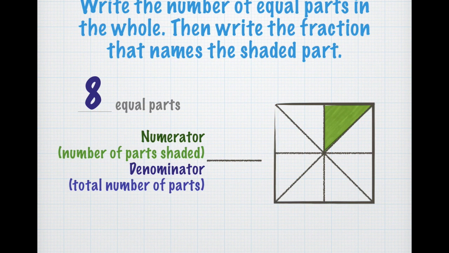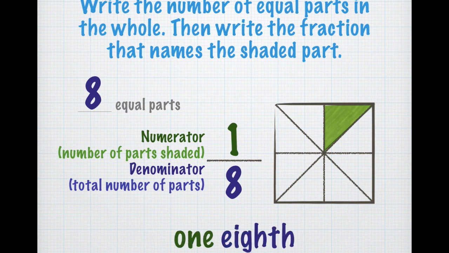So what number should be in our numerator? How many did we shade? Good, 1 part. And our total number of parts, we already counted this. Our denominator should be 8. Good. And we can write this 1 out of 8 as 1/8.